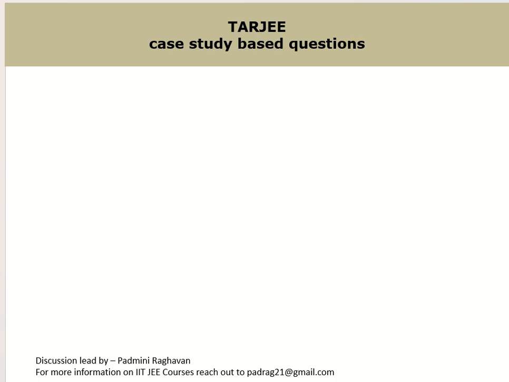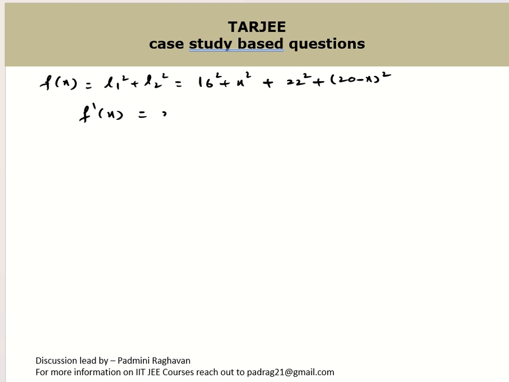We'll find out, let me call that f(x). Let us call f(x) equal to L1 square plus L2 square, which is 16 square plus x square, the square root will go away, plus 22 square plus (20 minus x) the whole square. We want to minimize this, so let us differentiate this. Derivative of this will give you a 2x from here. 22 square when you differentiate will become 0. 16 square when you differentiate will become 0. This will give you 2 into (20 minus x) into minus 1, which is equal to 2x minus 40 plus 2x.